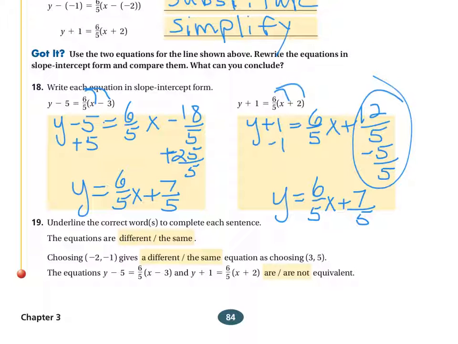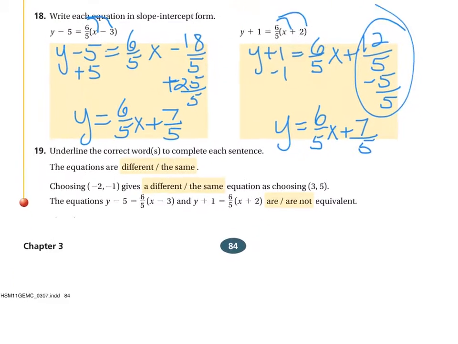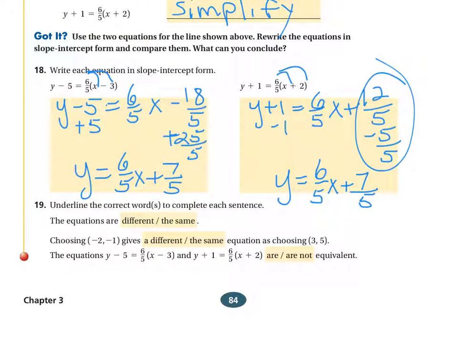So what are we noticing about these two equations? So we're going to underline the correct word to complete the sentence. So the two equations are the same. So choosing the point -2, -1 gives the same equation as choosing 3, 5. So both of them are equivalent.